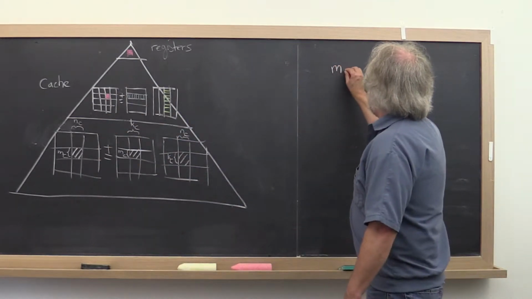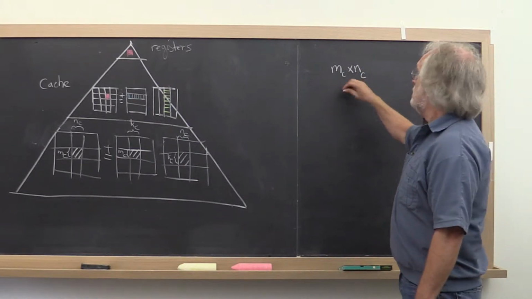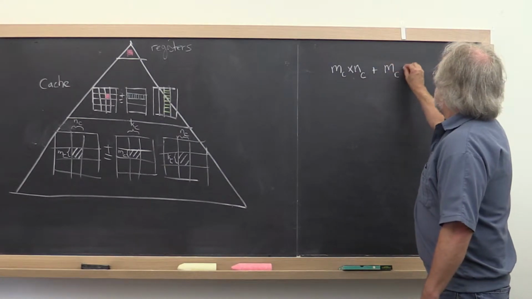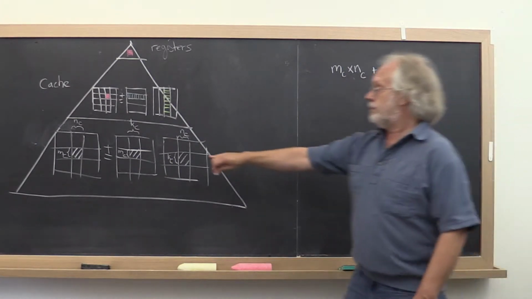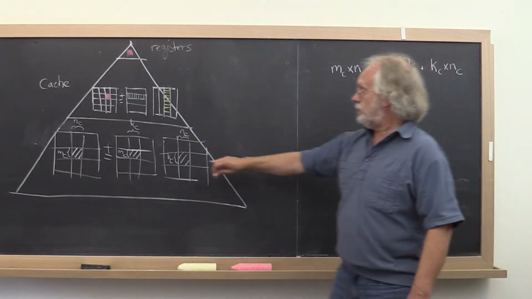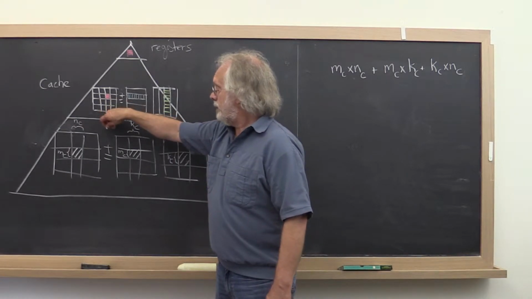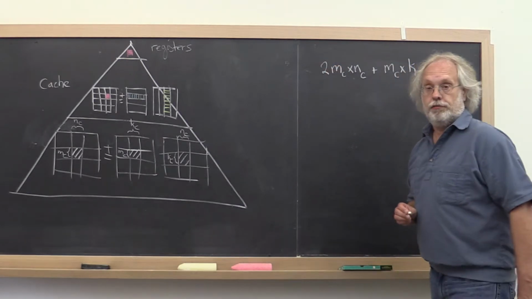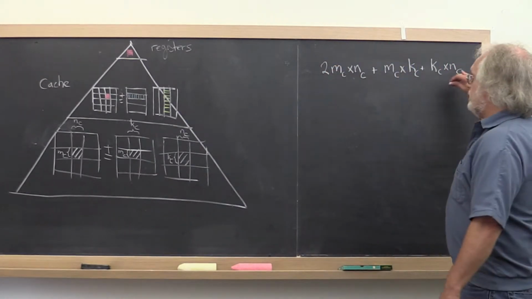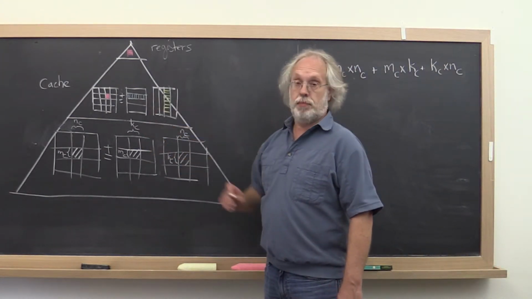Well, MC times NC doubles need to be loaded from C. MC times KC doubles need to be loaded from A. And KC times NC doubles need to be loaded from B. And then finally, when the computation is done, the block of C has to be written back out to main memory. So we'll just put a 2 in front of that. That's the number of doubles that need to be brought from main memory into cache and then back.